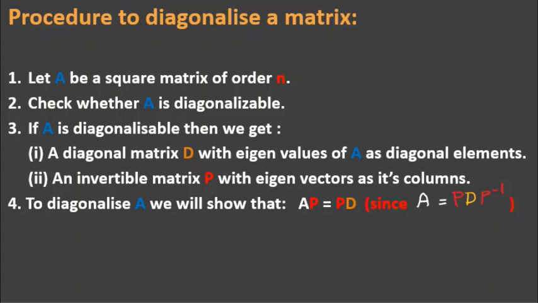First one is a diagonal matrix D with eigenvalues of A as diagonal elements. And point number 2 is an invertible matrix P with eigenvectors as its columns. So if A is a diagonalizable matrix, you will obtain these two matrices D and P. Then the next point is, to diagonalize A, we will show that AP is equal to PD. Because if AP is equal to PD, then it means that A is equal to PDP inverse. That's what we mean by diagonalizing a given matrix.